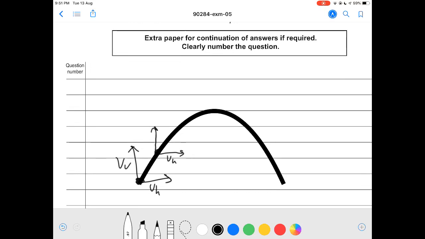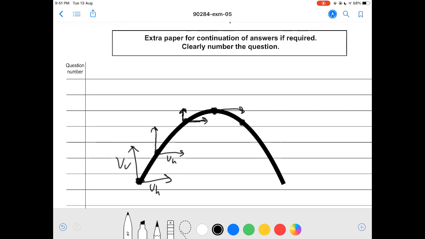As we go, the vertical component is going to get smaller and smaller. So when I get here, the vertical component is getting smaller, while the horizontal component is always going to stay constant. It's going to stay the same. And at the max height, very important, there is no vertical component, and there is only a horizontal component. And the horizontal component is the exact same as the start.